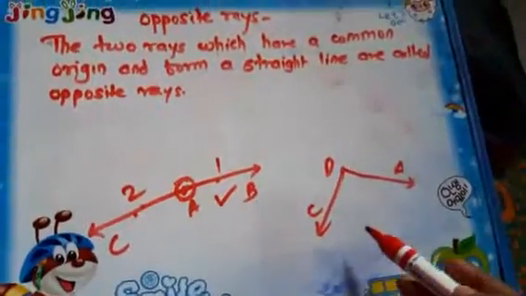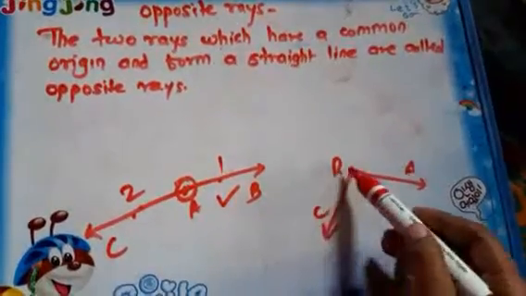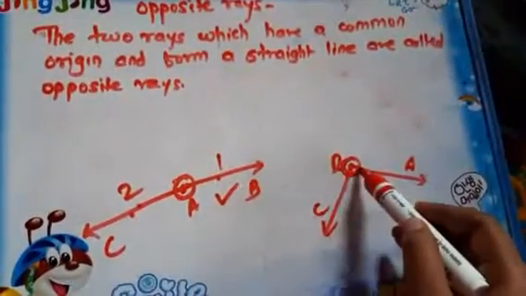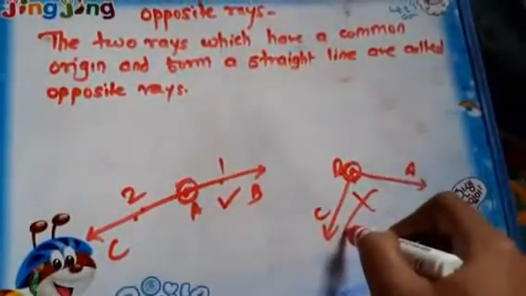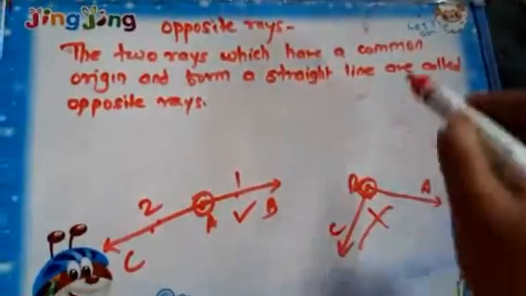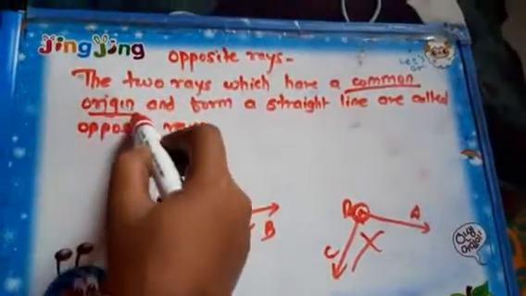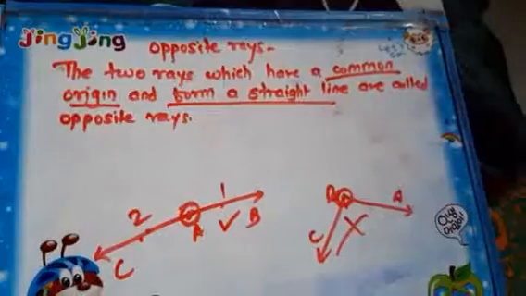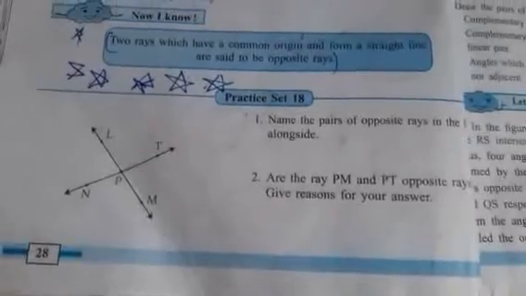In this figure also two rays are present, CD and AD. They also have a common origin D, but they are not forming a straight line, so they are not opposite rays. Opposite rays should obey these two conditions: they should have a common origin and they should form a straight line. Then only they are said to be opposite rays. So based on this, we will solve practice set 18.